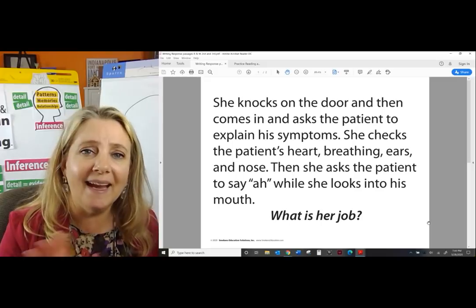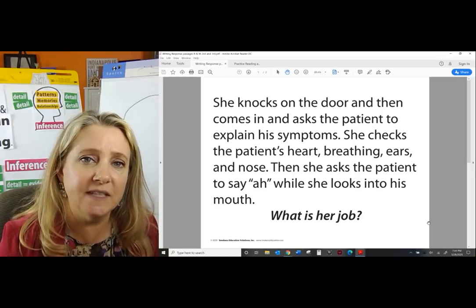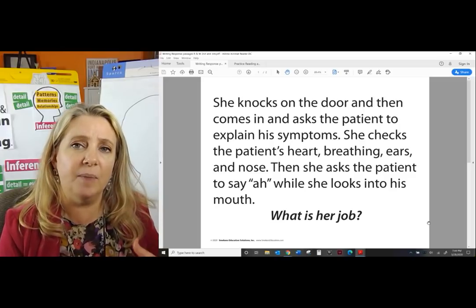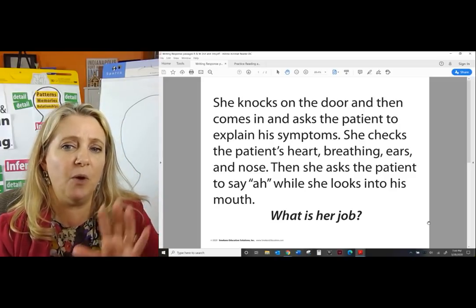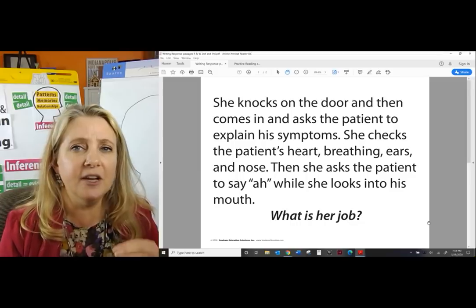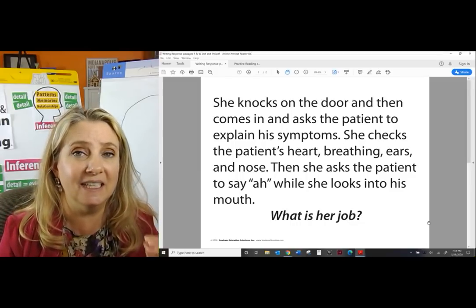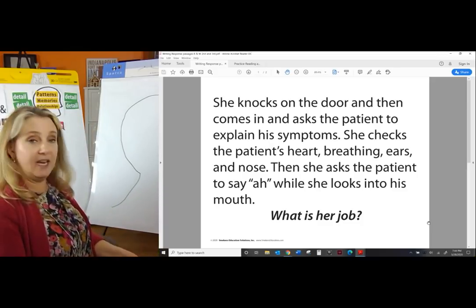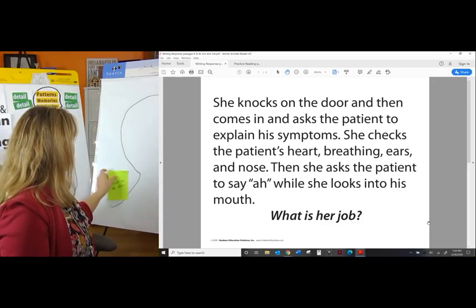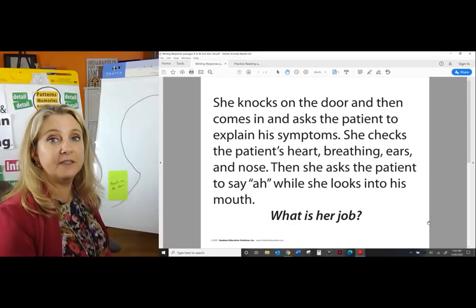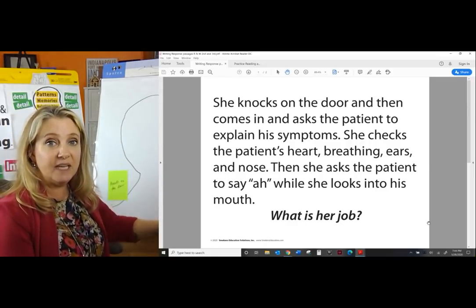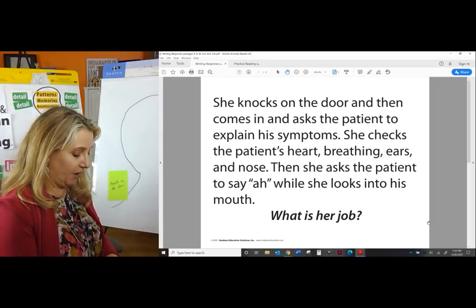So as I go back in and I'm looking at the first sentence, something that she's doing, that's what I'm really trying to pay attention to. If I want to know what her job is, I need to look closely at what she is doing. And so when she first comes in, she knocks on the door. So I'm going to add that to our inference silhouette. Now remember, these details go outside the head because they come from the text. They come from the author.